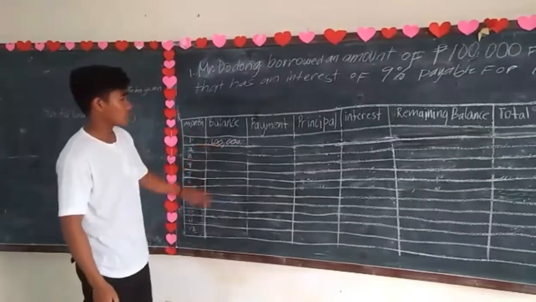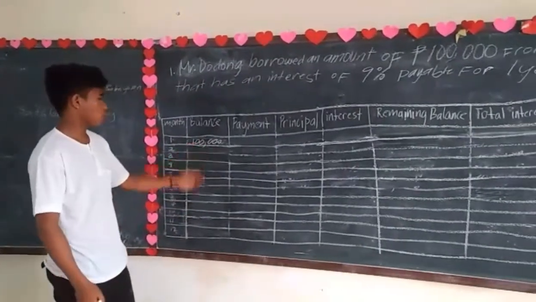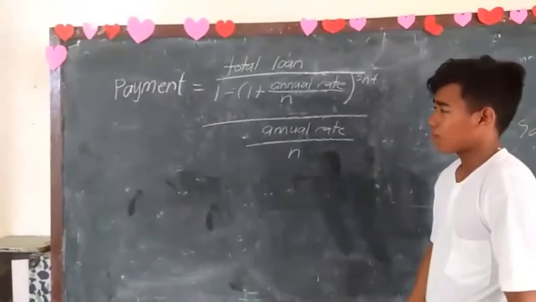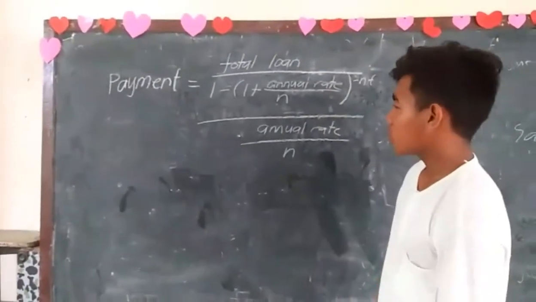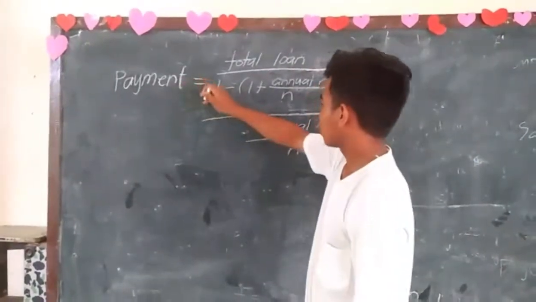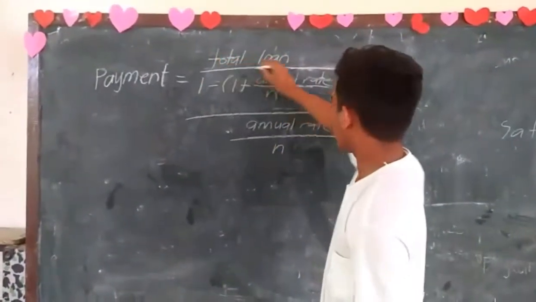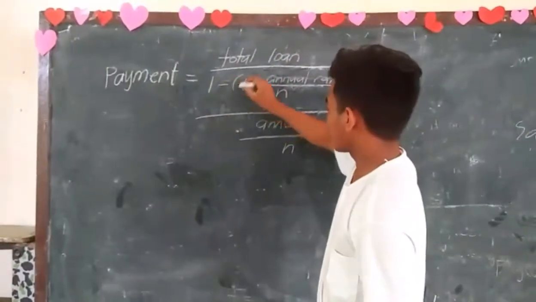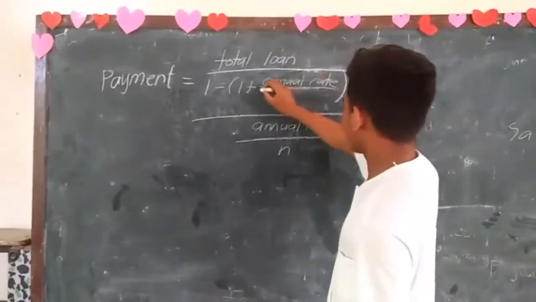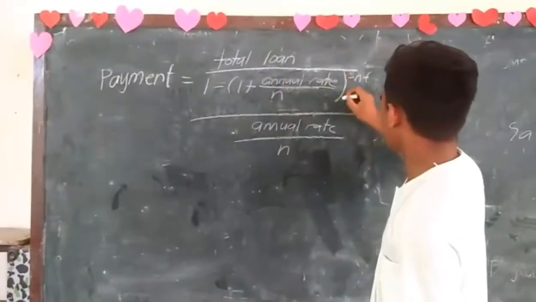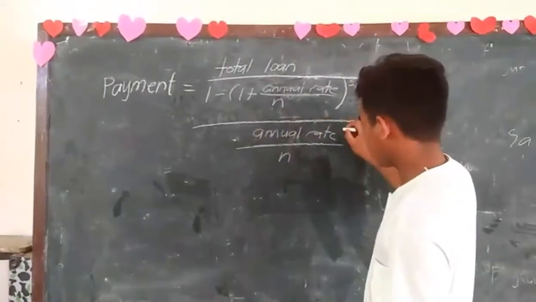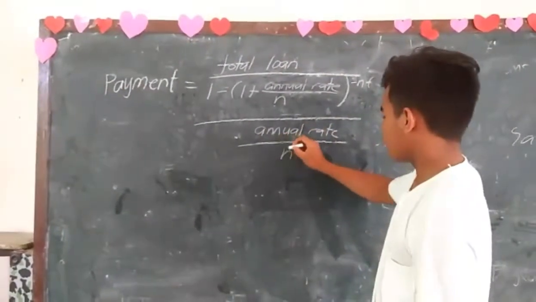To know the amount he will pay in the first year, we will use a formula. To know the amount to pay for the first month, we will use the formula: payment is equal to total loan divided by 1 minus quantity 1 plus annual rate divided by n, quantity raised to negative n times t, divided by annual rate divided by n.